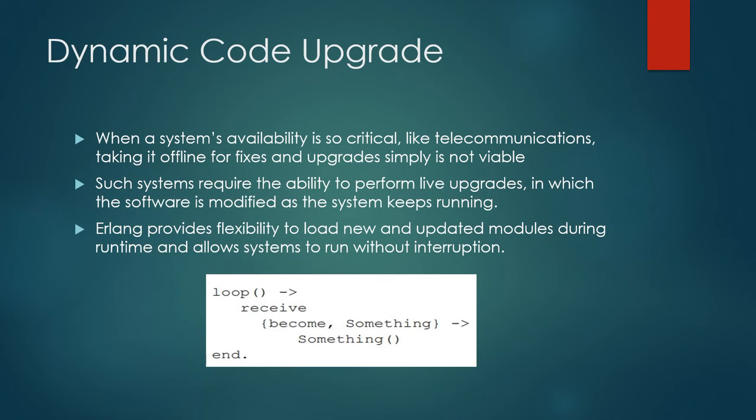The dynamic code upgrade feature plays a crucial role in Erlang's robustness. When system availability is so critical in fields like telecommunications, taking it offline for bug fixes and upgrades is not viable. These types of systems require the special ability to push live upgrades, in which the software gets modified as the system keeps running. So this leads to zero downtime and no impact is caused.